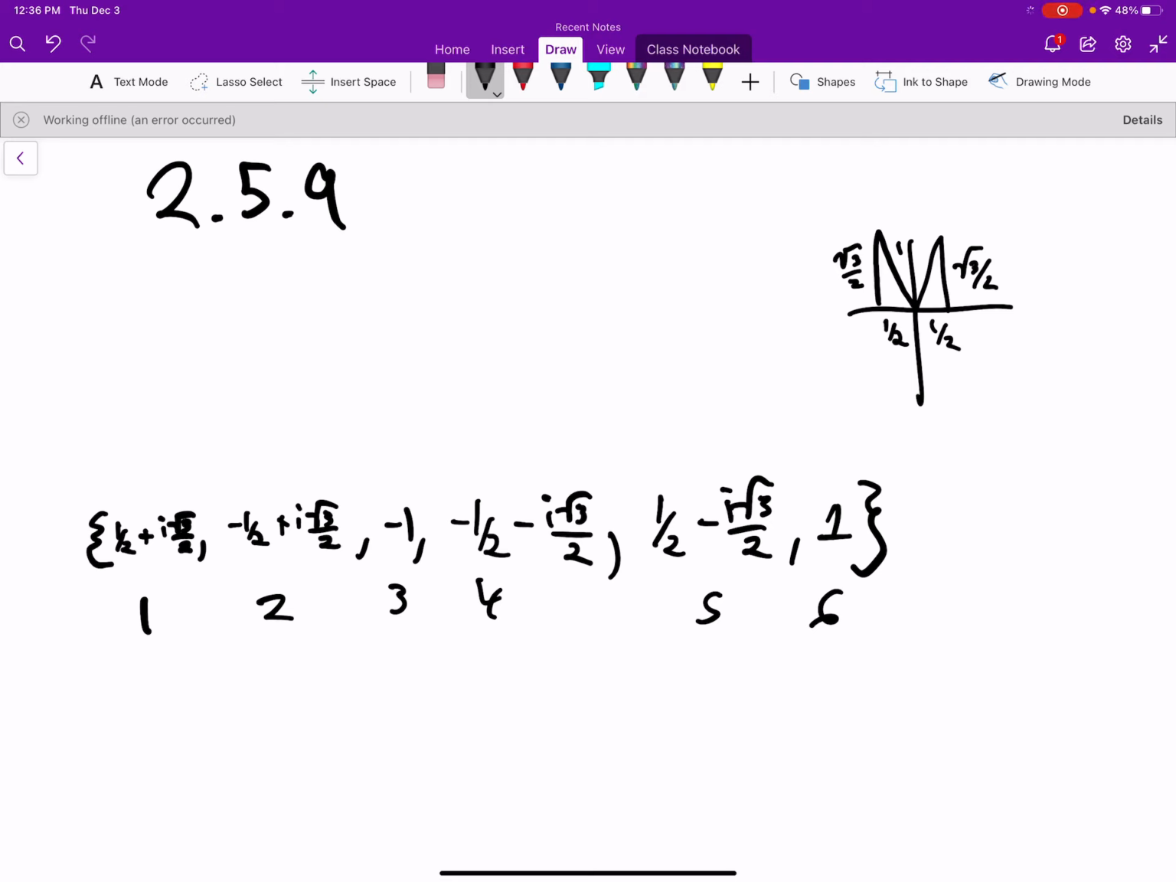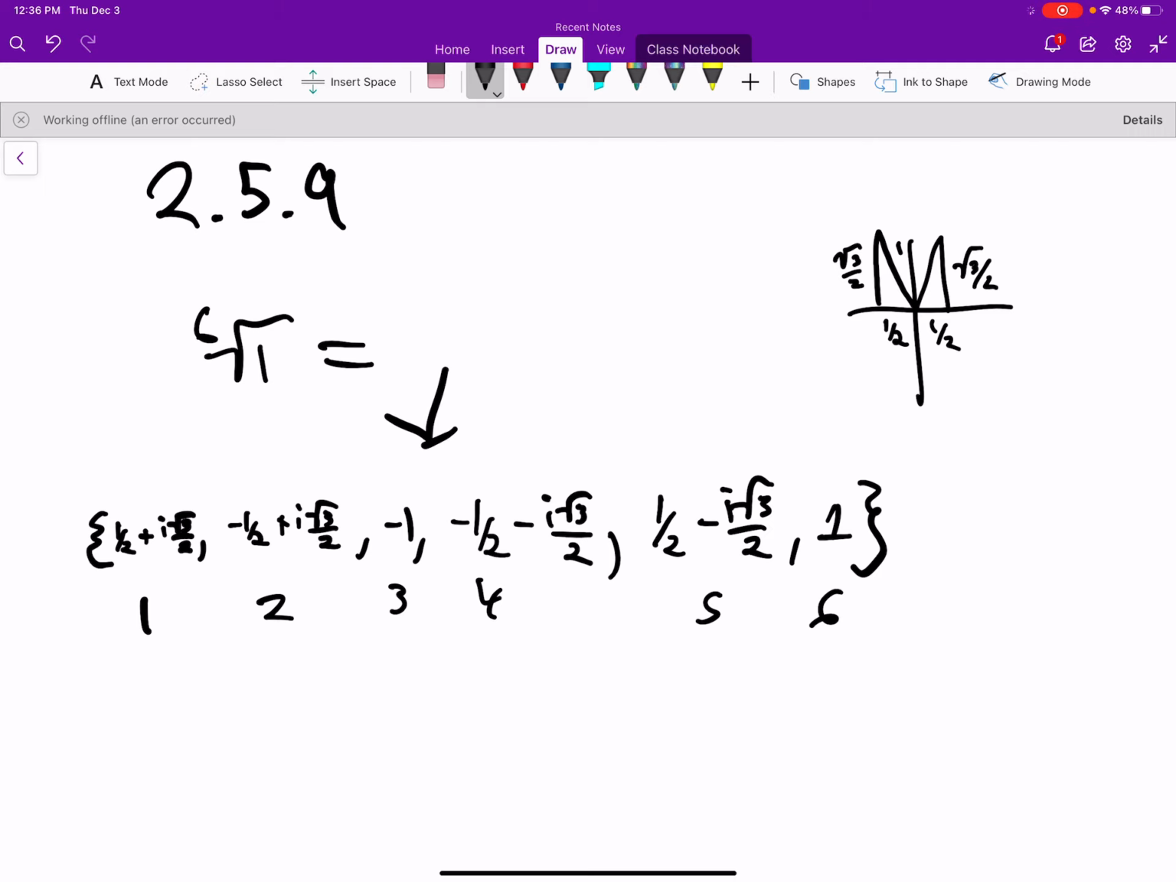Okay, we're looking at 2.5.9, and the instructions are, for each value of n in exercises 2, to list the primitive elements. So we're looking at the sixth roots of 1, and here are the elements down here.